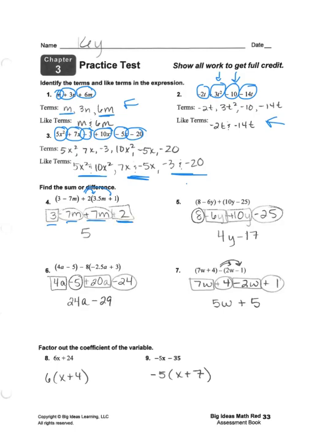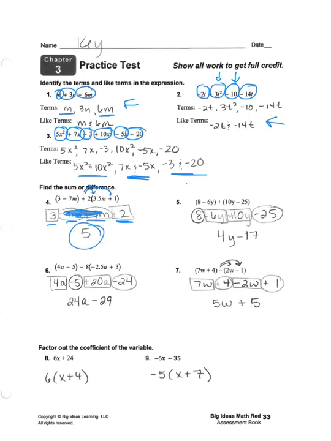Then I look at this and I say, okay, which ones are my like terms? Well, the 3 and the 2 are like terms. And then the negative 7m and positive 7m are like terms. Negative 7m and positive 7m give me 0m. So we don't ever write that. We just kind of cross them out. They're gone. So we have a 3 and a positive 2 to get the positive 5.